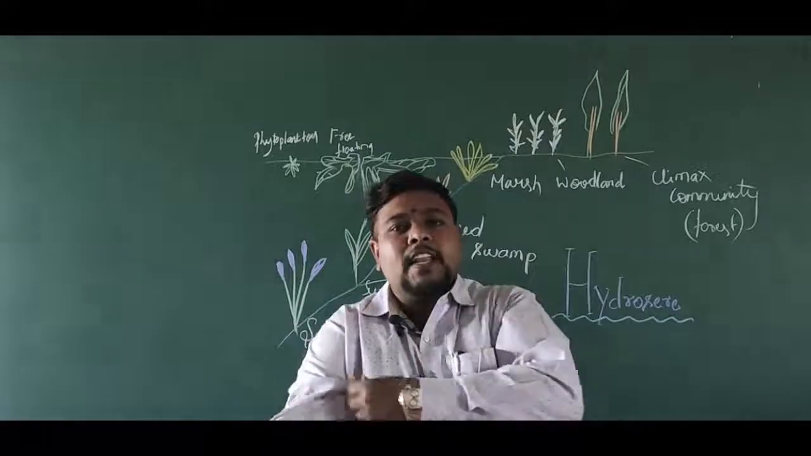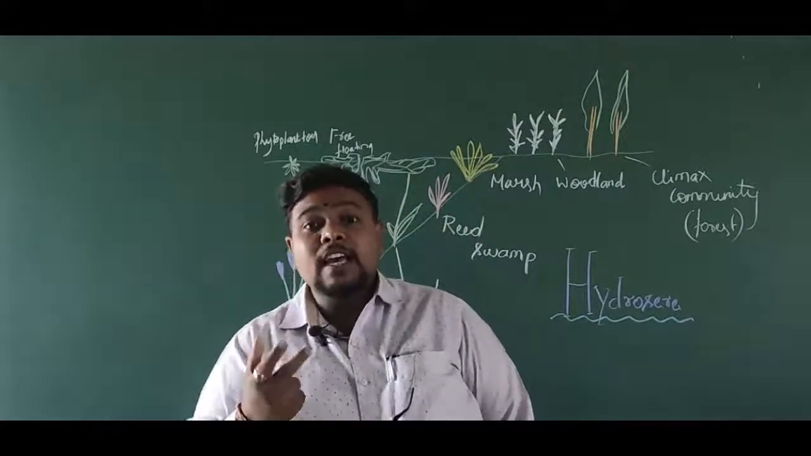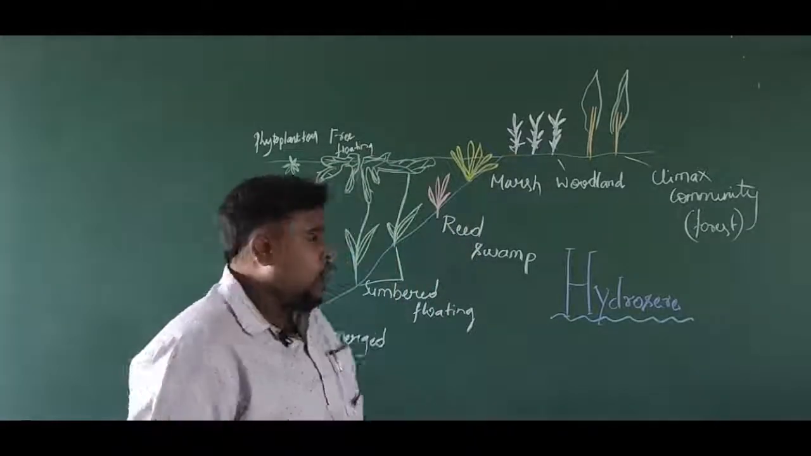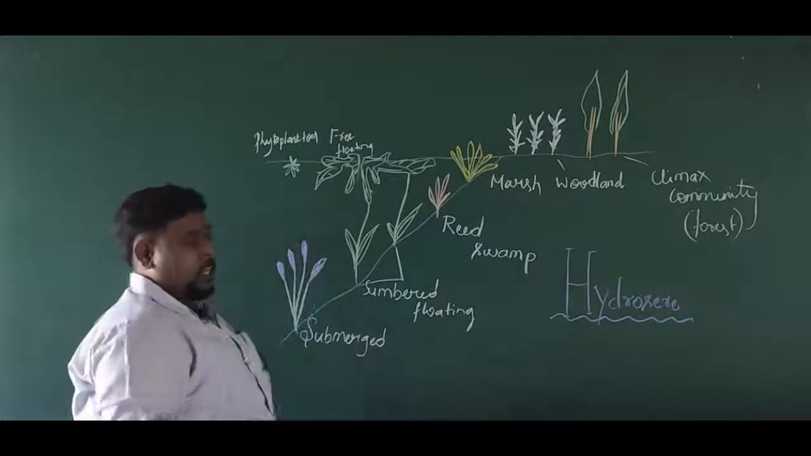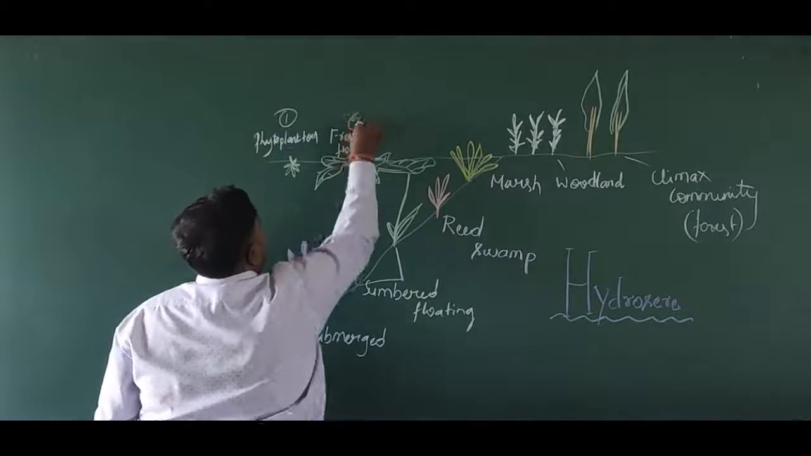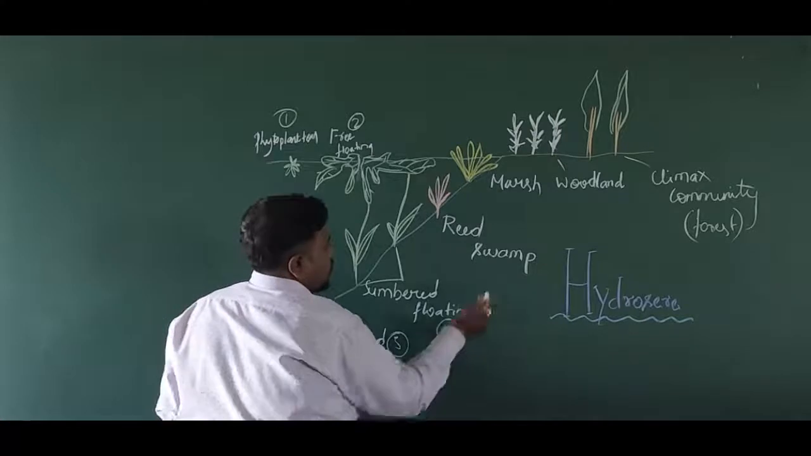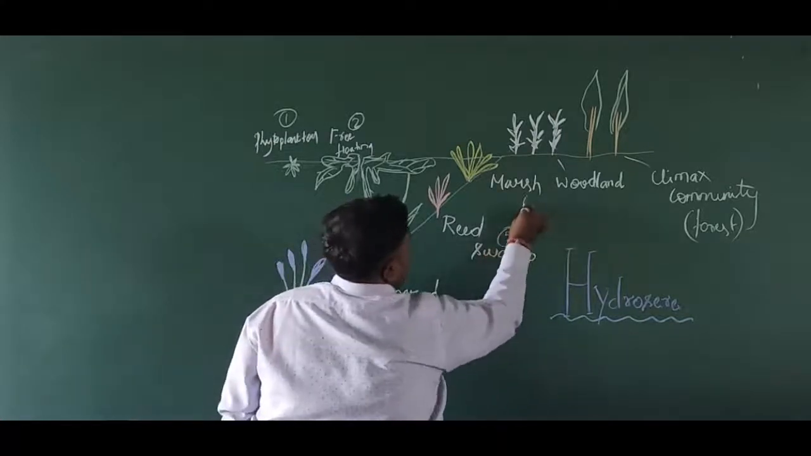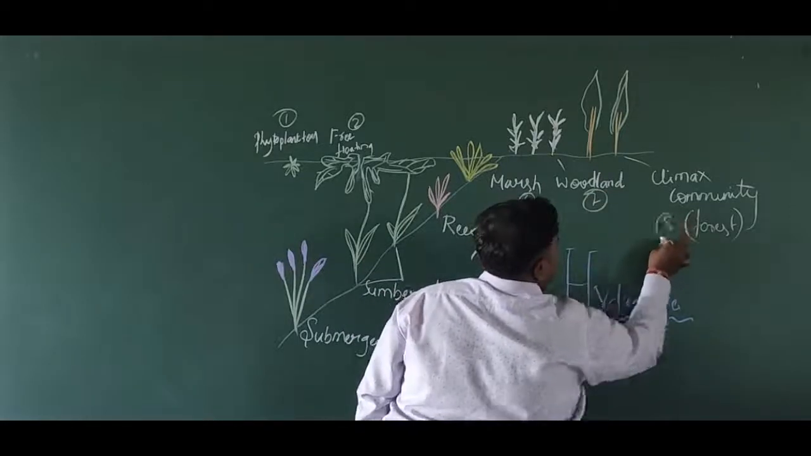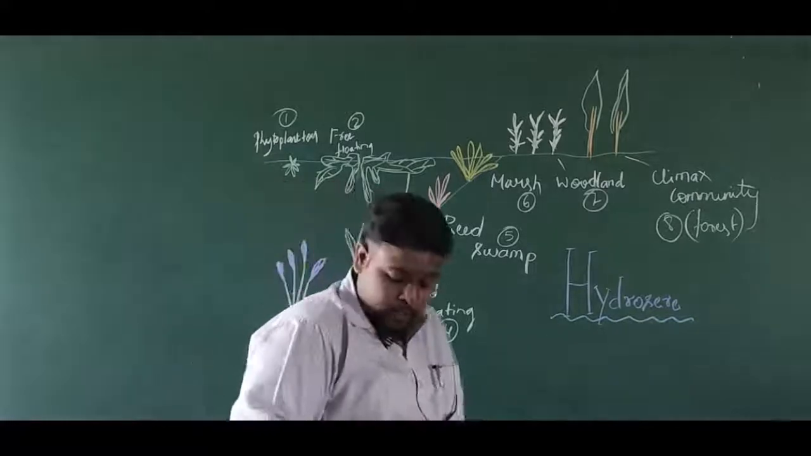So now we'll be learning about hydrosere. As I gave you the introduction to hydrosere, here we'll be going through the various stages of hydrosere. So we have different stages of hydrosere here. Let me number them first. First one, second one, third, fourth, fifth, sixth, seventh, and the final one is the eighth one. So these are the various stages of hydrosere here.